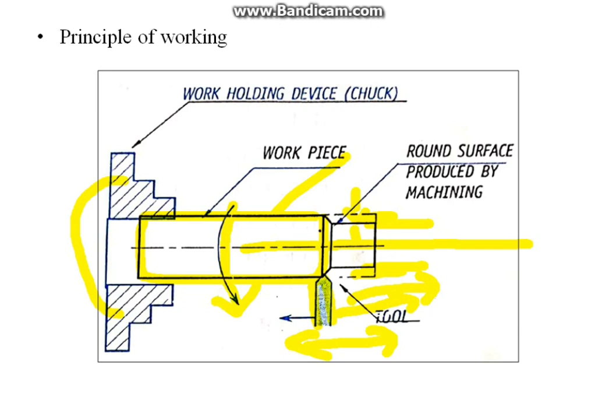When this cutting tool moves parallel to the lathe axis, then we get cylindrical surfaces. When this cutting tool moves perpendicular to the lathe axis, then we get flat surfaces. When this cutting tool moves at an angle to the lathe axis, then we get taper surfaces.